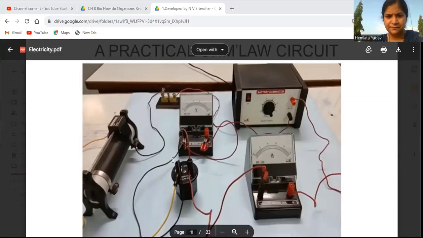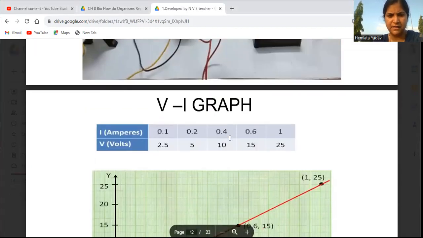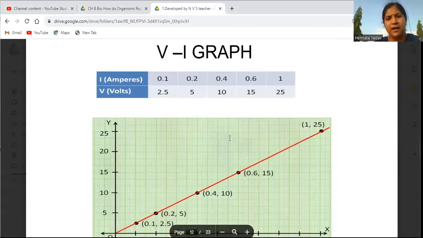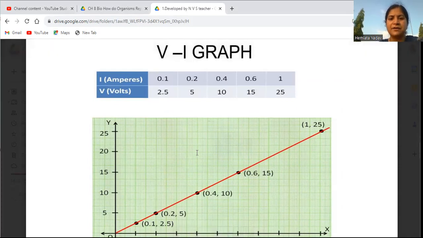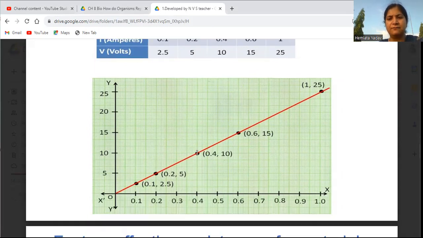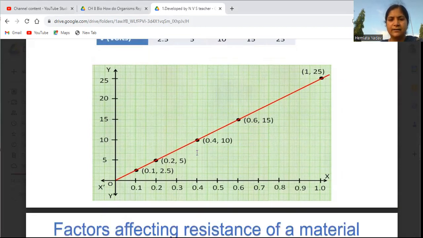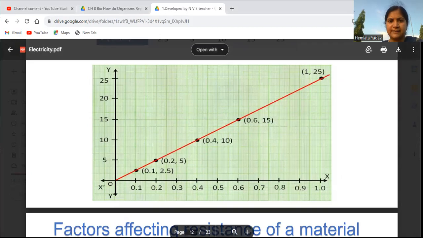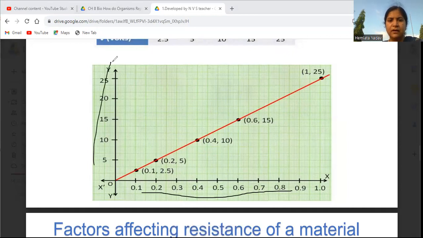This way we will connect the VI graph. I and V values are given: I 0.1 and voltage 2.5. When voltage is 5, then I becomes 0.2. When it doubles, then the current also doubles. When it becomes 15, the current also increases. So when we plot a graph for the VI graph, we find a straight line between voltage and the current. The current is taken on the x-axis and voltage is taken on the y-axis. This way we are taking current and this way we are taking the voltage.